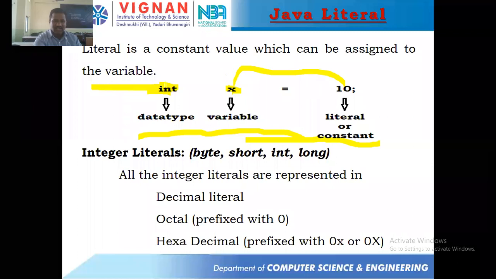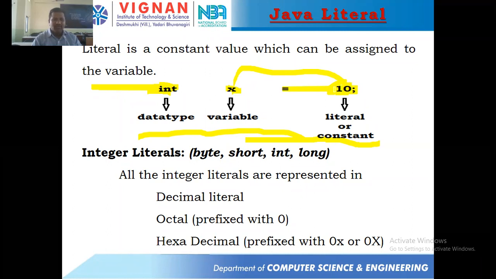Literal is nothing but assigning some value to a variable. Here you can consider there exists a variable, int x, and that is assigned 10. So here 10 can be considered a literal, or a constant. In our C language, we used to call this a constant, but in Java we use the word literal. A literal can be assigned to a variable or an object.